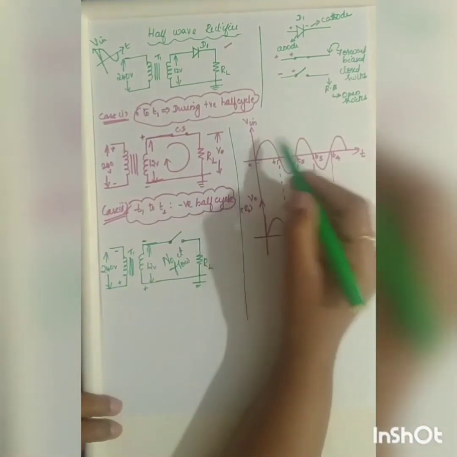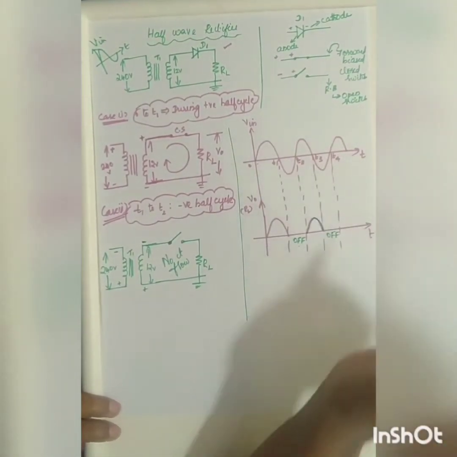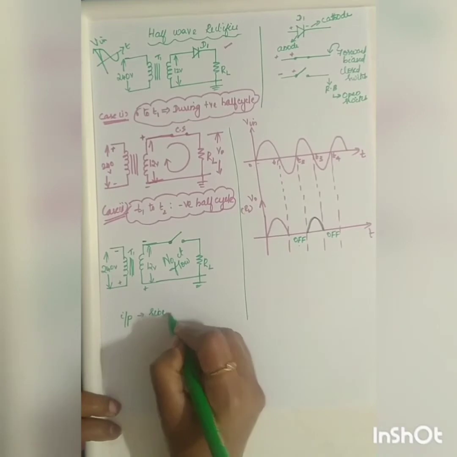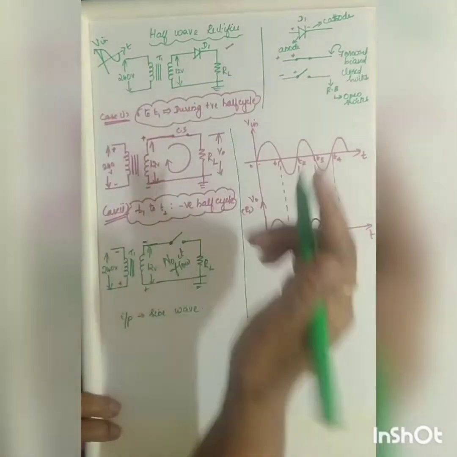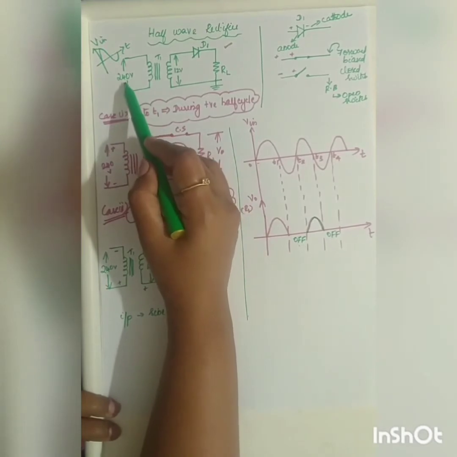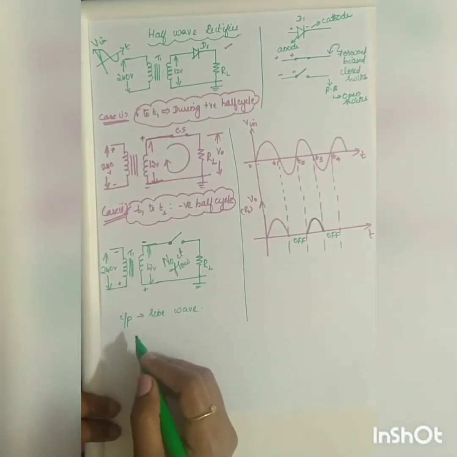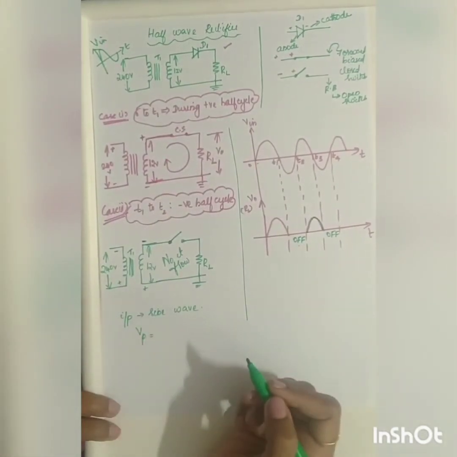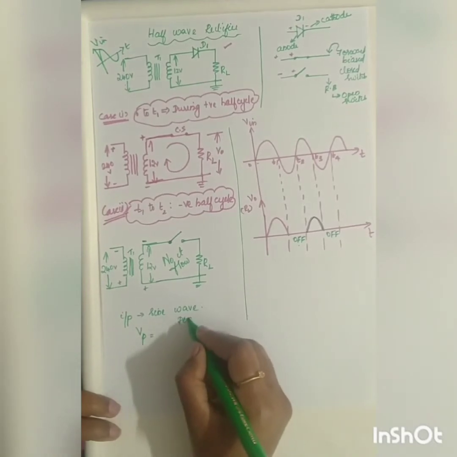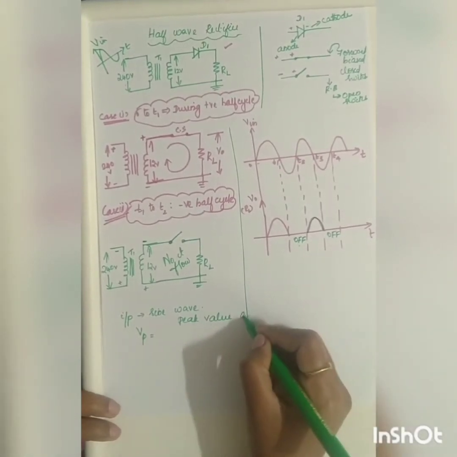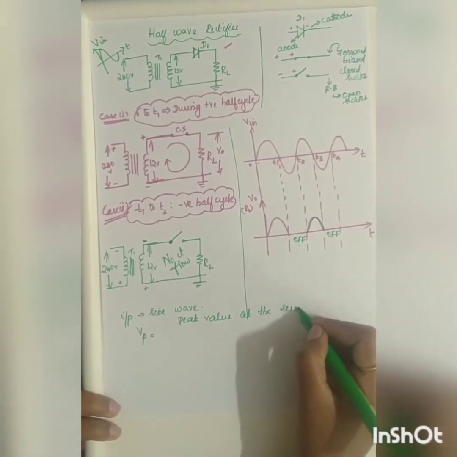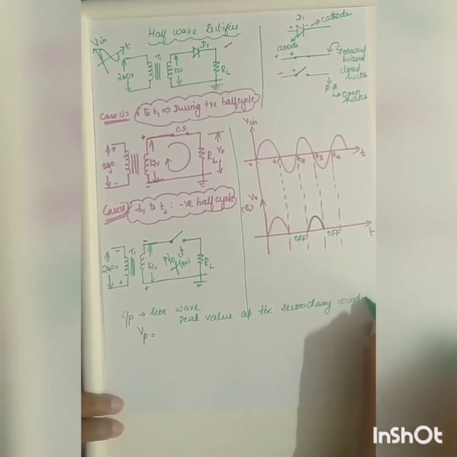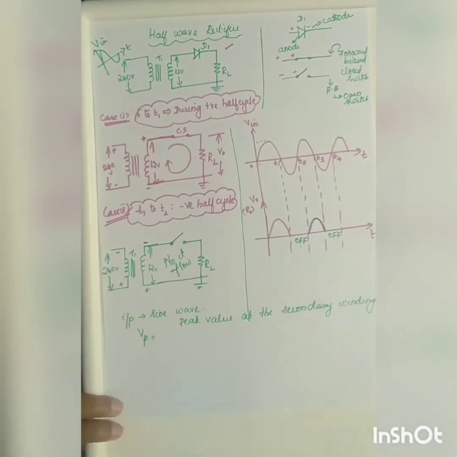Now coming to the peak value. To find out the peak value, you know that the input is a sinusoidal wave, right? Input is a sine wave from the mains. So what this transformer does is convert 240 volt into 12 volt. Now what is the peak value? The peak value is given by the equation. I am going to find the peak value at the secondary winding.